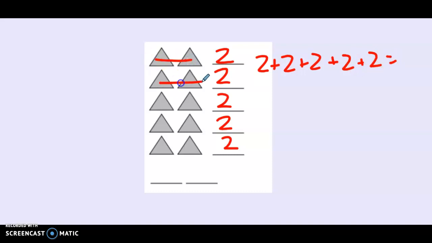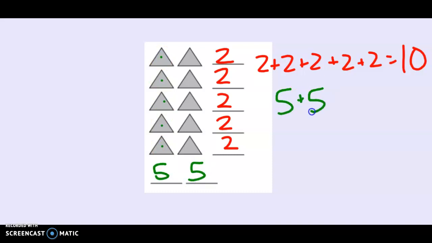Ready? 2, 4, 6, 8, 10. That means that whatever we get for the columns should also equal 10. Let's count down. 1, 2, 3, 4, 5. Ooh, that means this one must have 5. That's a double second grade. 5 plus 5 equals 10. Great job.